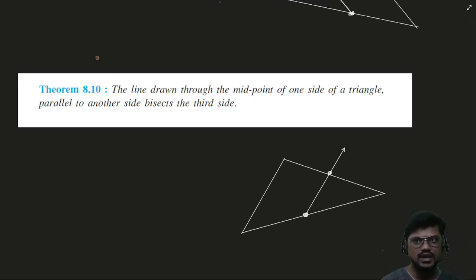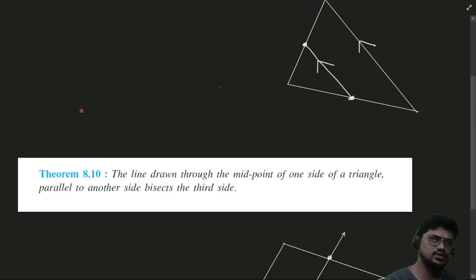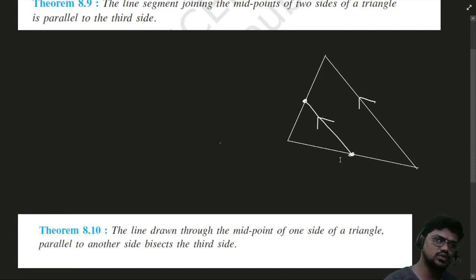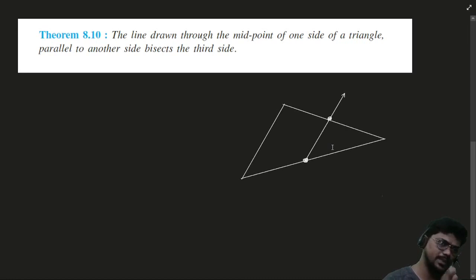What they said? The line drawn through the midpoint of one side of a triangle parallel to another side bisects the third side. Bisects means it divides the third side into two equal parts. It is just the converse of whatever we have learned above. Sir, it's just the opposite. Yes, it is just the opposite. Means if you join two midpoints, it will be parallel. And over here they're saying if you draw a parallel and one point is a midpoint, the other point will also be a midpoint. Understood? Yes, sir.